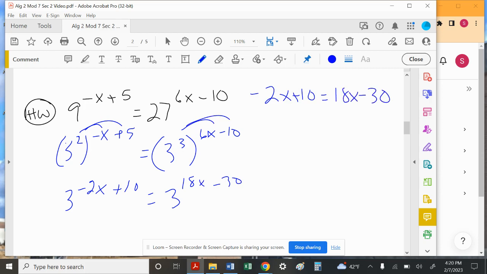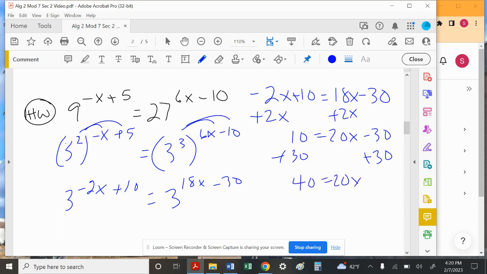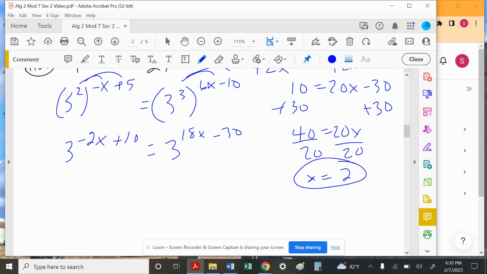And then based on that, what I'm going to do is I'm going to add 2x to both sides. So I get 10 equals 20x minus 30. I'm going to add 30 to both sides. So I get 40 equals 20x. Divide both sides by 20. And I get x equals 2. That would be my answer there. So that's how we're going to solve those types of problems.